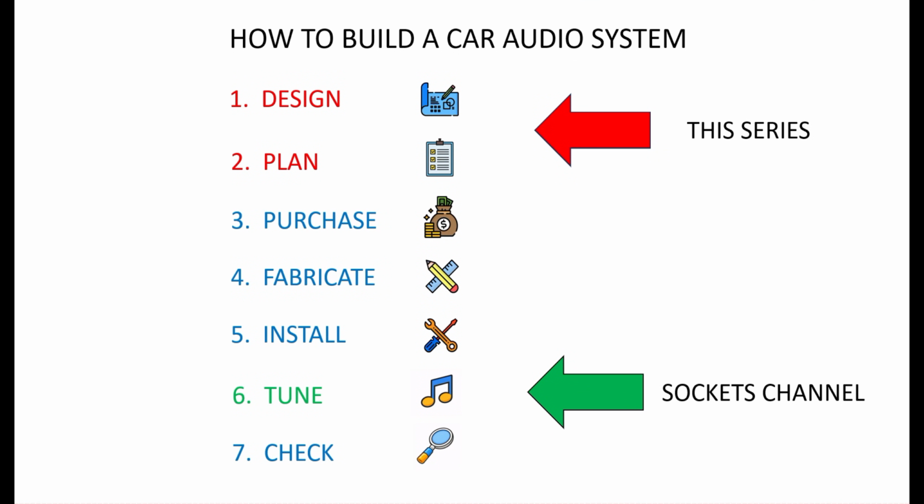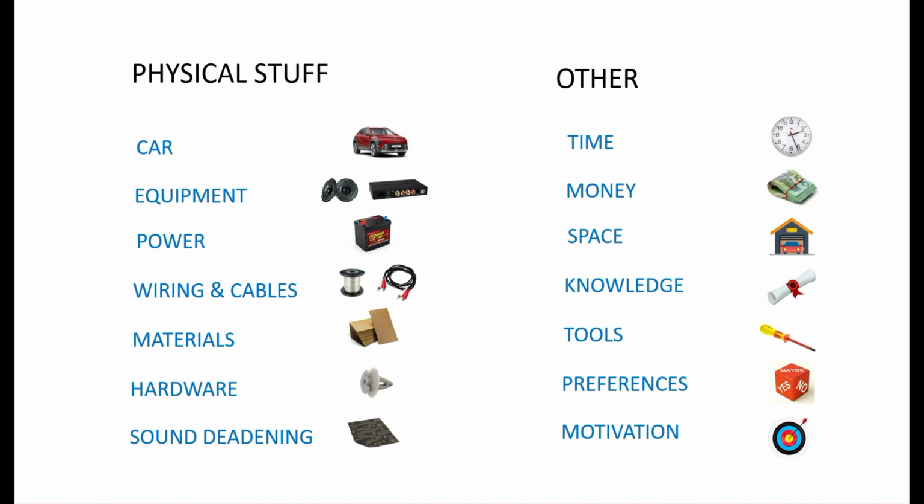So in the last episode we looked at the steps involved in building a car audio system, and how this series is focused on the design and planning phase. We also looked at the stuff that you're going to need to build a car audio system. This included physical things like speakers and wiring and materials and sound deadening, and then, I guess, the non-physical stuff like time, money, and a place to do the actual build.